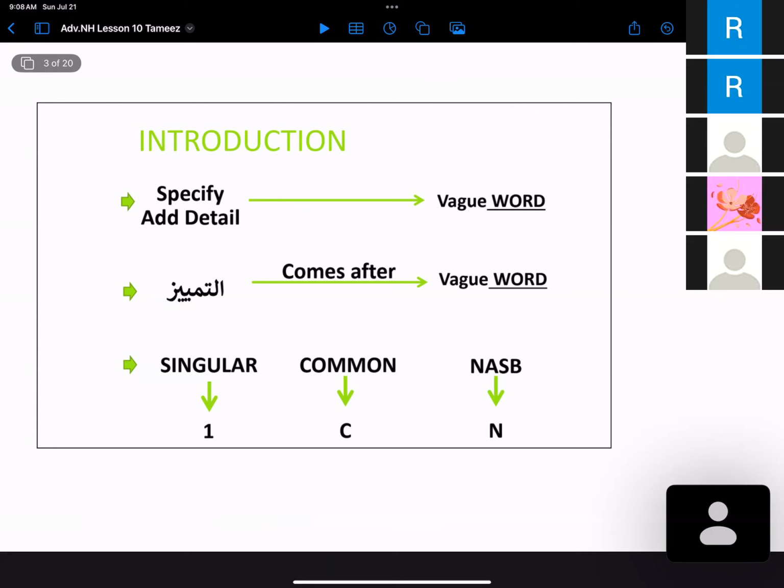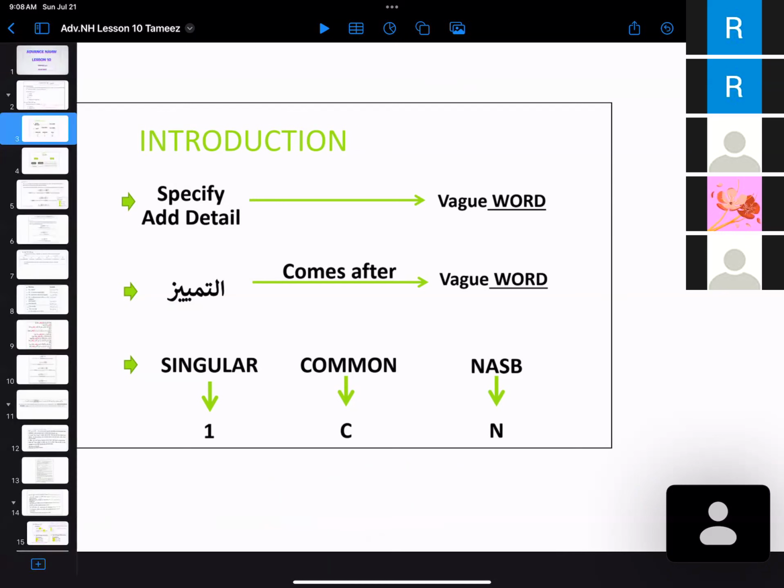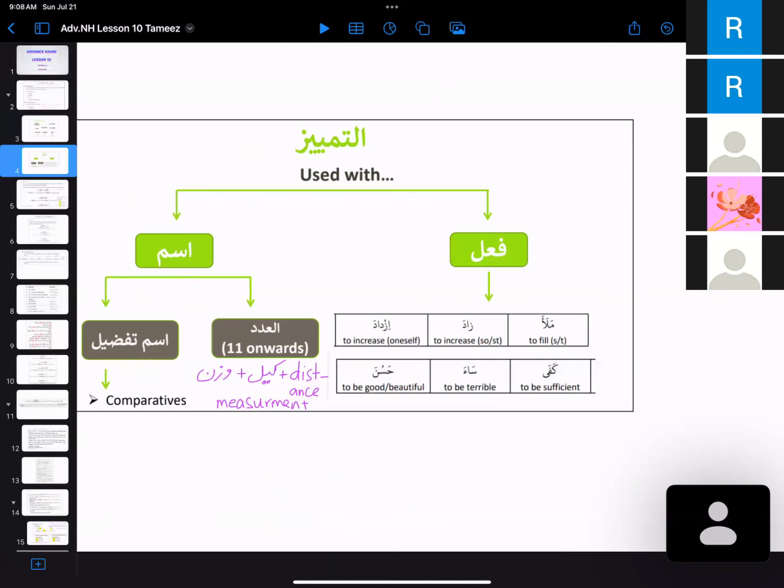Can someone repeat that? Yes. Tamyiz is to clarify the situation on number or scale, and its main features are singular, common, mansub, and it comes after a vague word. Exactly. So it's going to be singular, it's going to be common, it's going to be mansub, and it's going to come after a vague word. So we need to remember these four things.